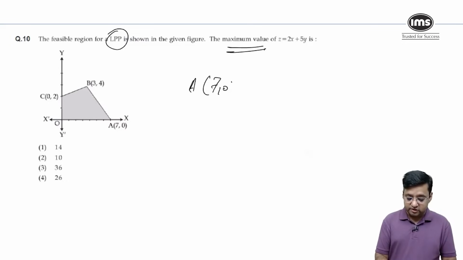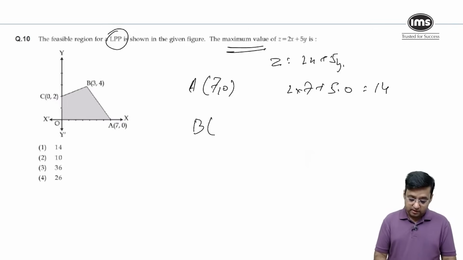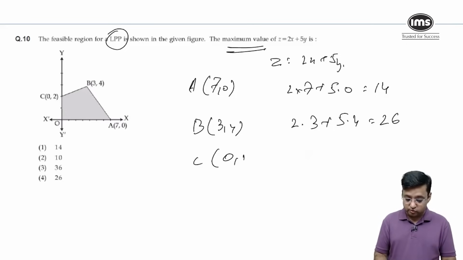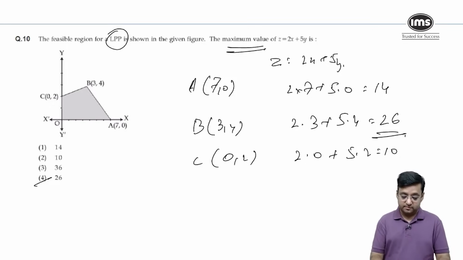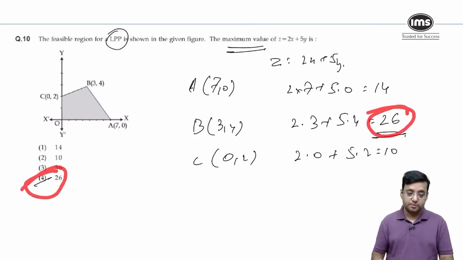A is 7, 0. Z is 2x plus 5y. We put the value of this. So this will become 2 into 7 plus 5 into 0. That is 14. B will become 3, 4. That means 2 into 3 and 5 into 4. That is 6 plus 20, that's 26. And C is 0, 2. So this will become 2 into 0 plus 5 into 2. That is 10. And which has the maximum value? Of course, B. And what is the value? It's 26, which is our option 4.